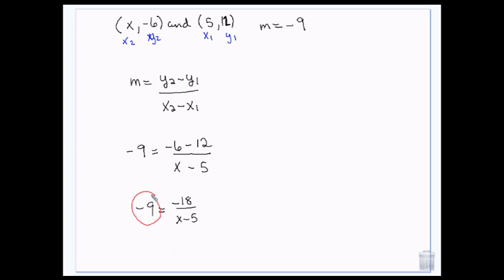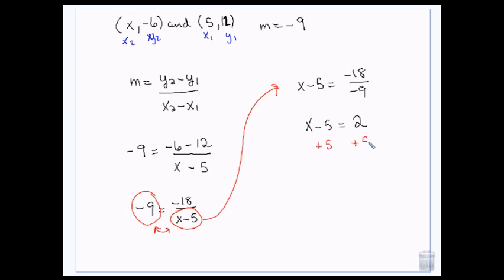I'm going to take these two things and I'm going to trade them. And that's going to give me x minus 5 is equal to negative 18 over negative 9. So that's x minus 5 is equal to positive 2. Negative divided by negative. Add 5 to both sides. X equals 7.